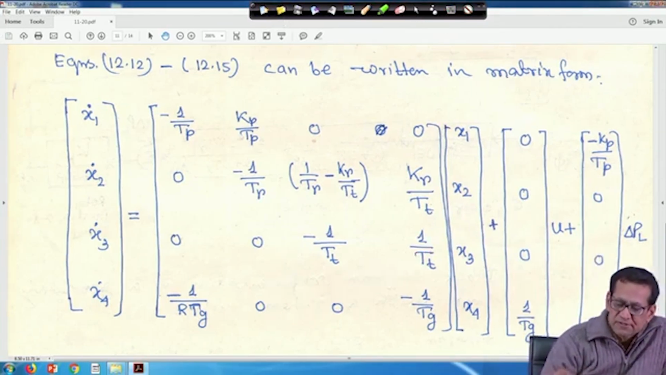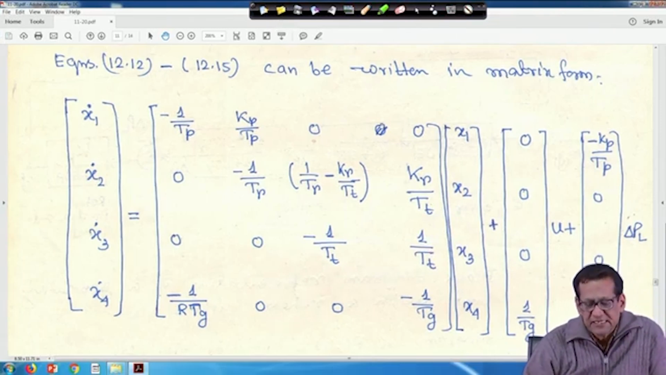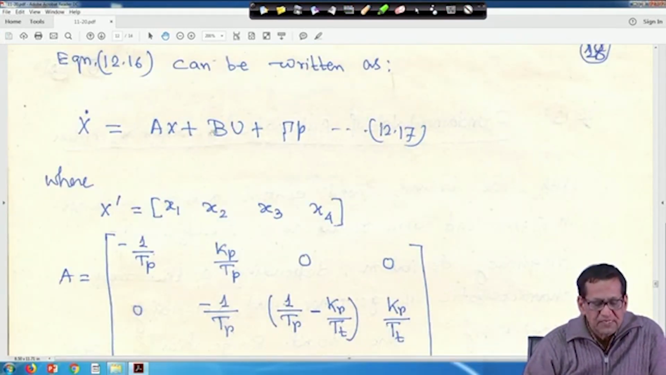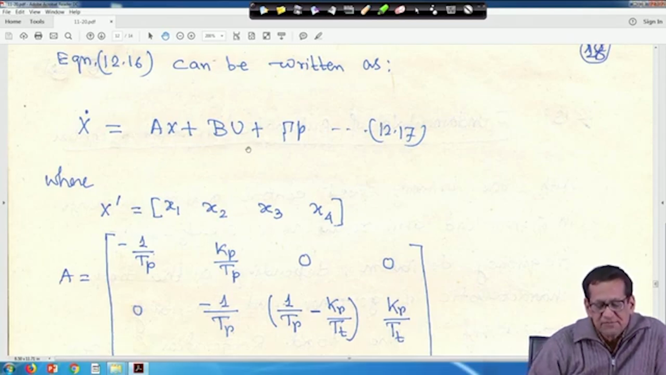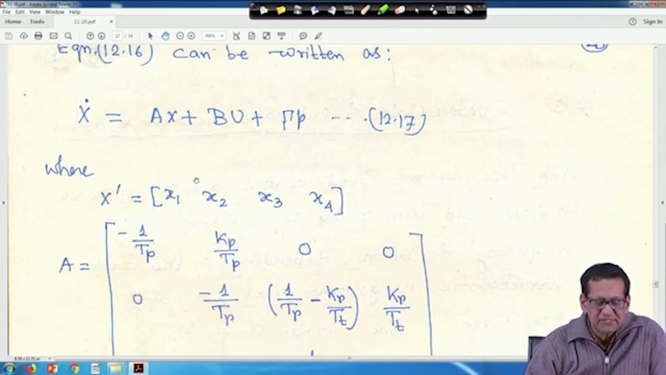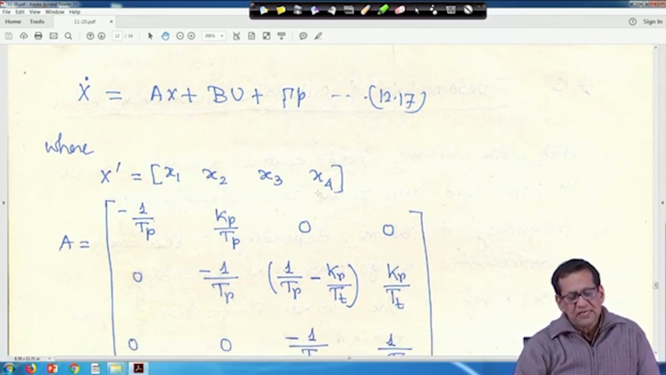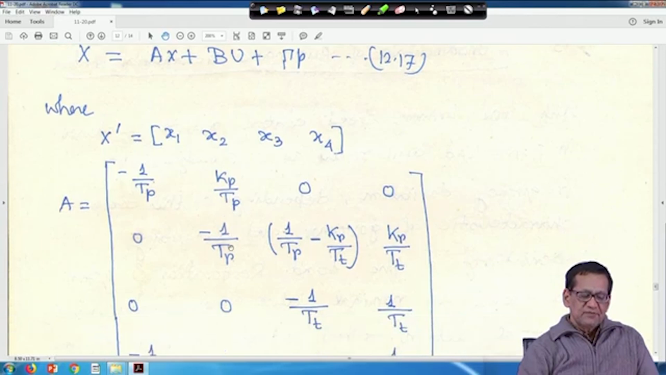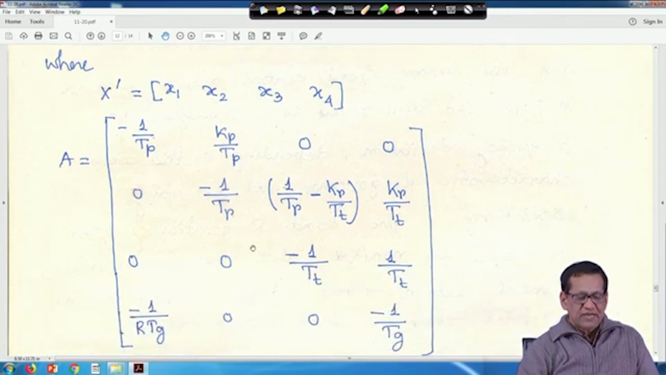So, this is actually in the state variable form. Now, we can write x dot is equal to Ax plus Bu plus gamma p. This is equation 17, where 4 state variables are there, x1, x2, x3, x4, and this is our A matrix.